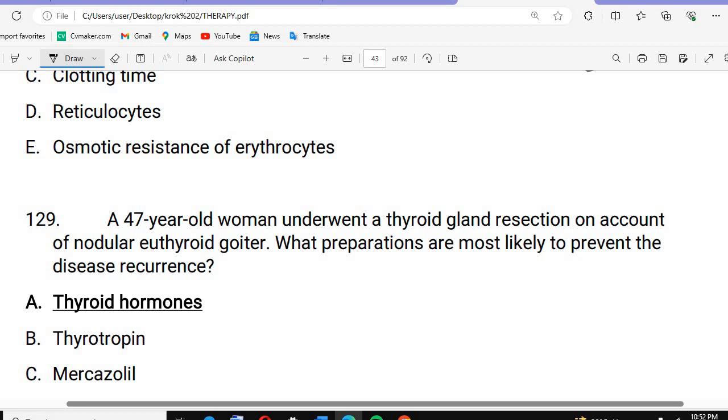If there is a goiter condition, what preparations are most likely to prevent disease recurrence? So what will you do? Thyroid hormone.